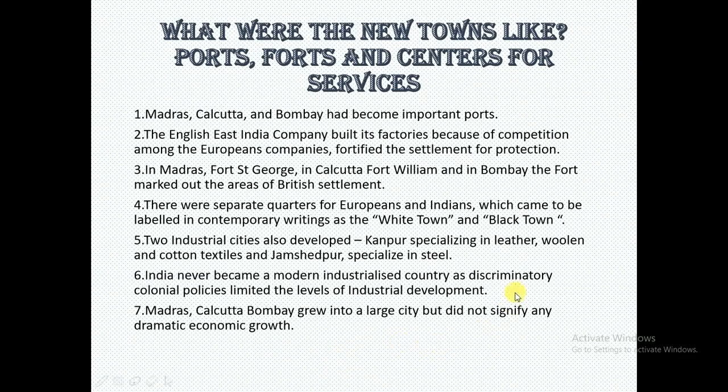especially for particular raw materials. Kanpur specialized in leather, woolen and cotton textiles, and the next one is Jamshedpur, which specialized in steel, right? So two important industrial cities were developed under the colonial government. First one is Kanpur, next one is Jamshedpur, right?